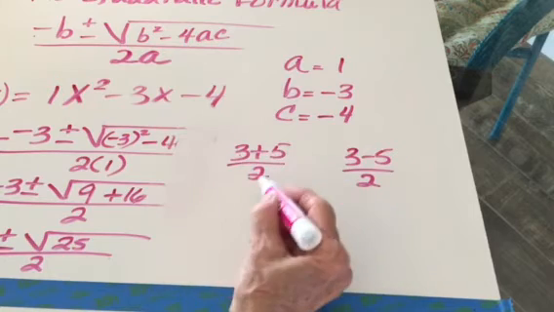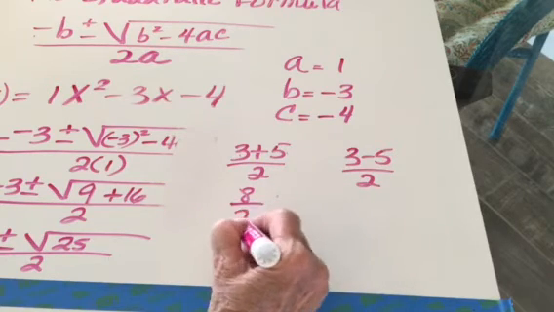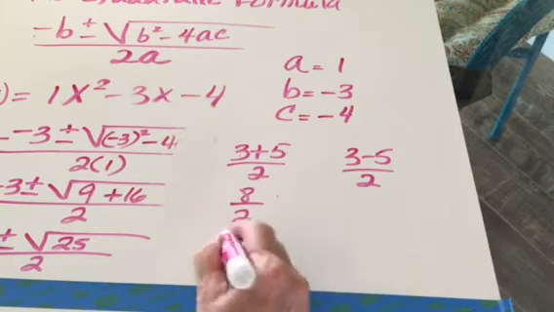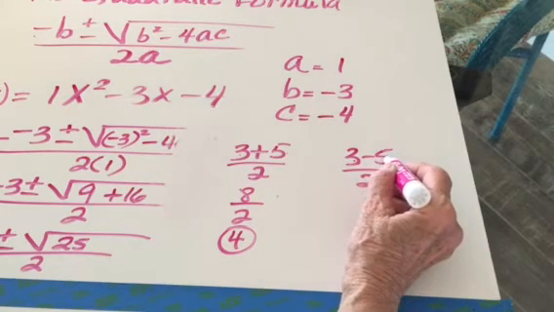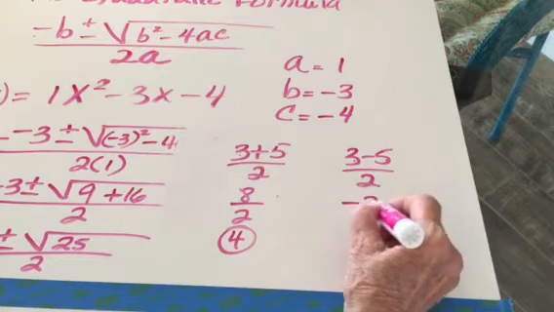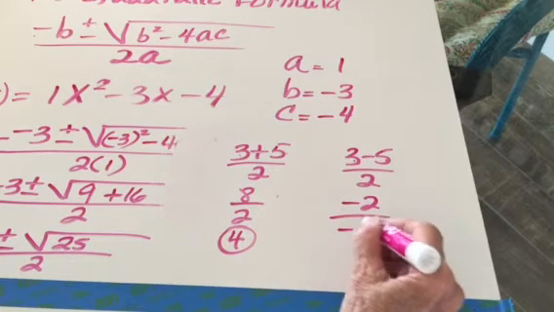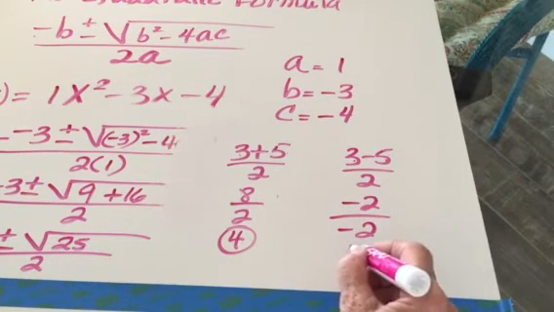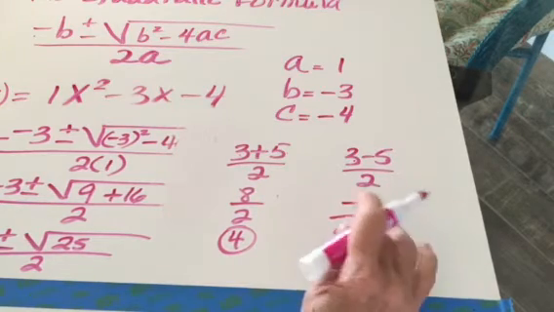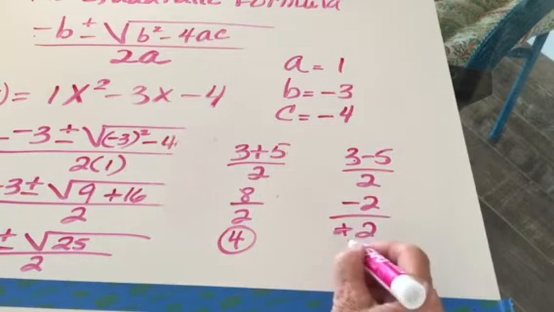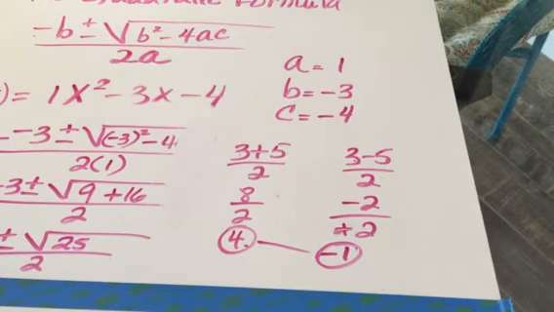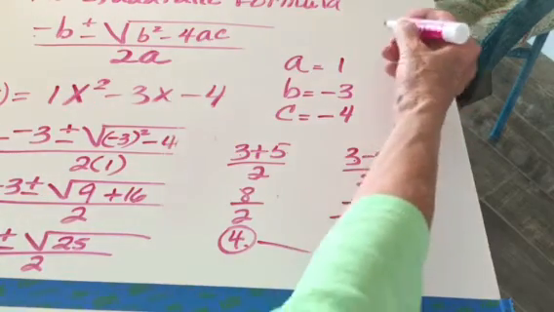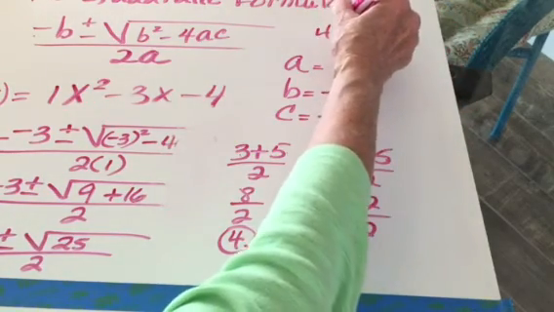All right, 3 plus 5 is 8. 8 divided by 2 is 4. Correct? 3 take away 5 is negative 2. Divided by 2, excuse me, it's not by negative 2, it's by positive 2. And that's just going to be negative 1. All right, now what do these two numbers represent? I'm going to write this down so I don't forget. 4, negative 1. 4, comma, and negative 1.